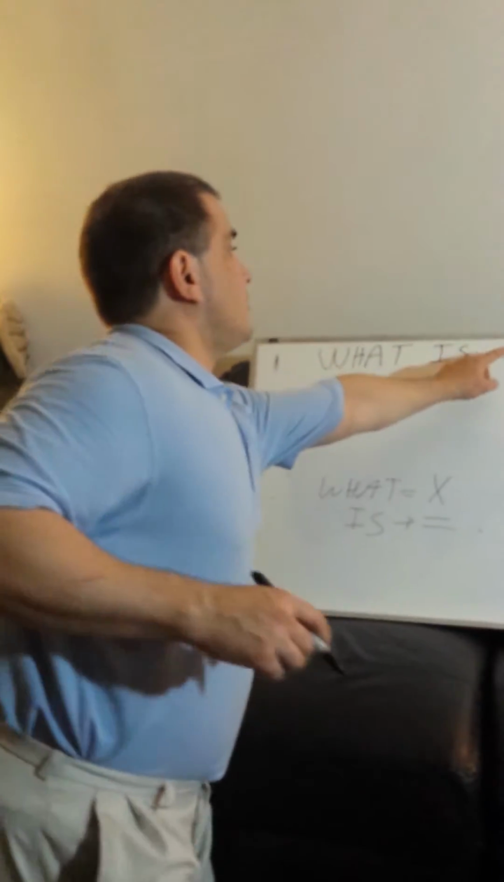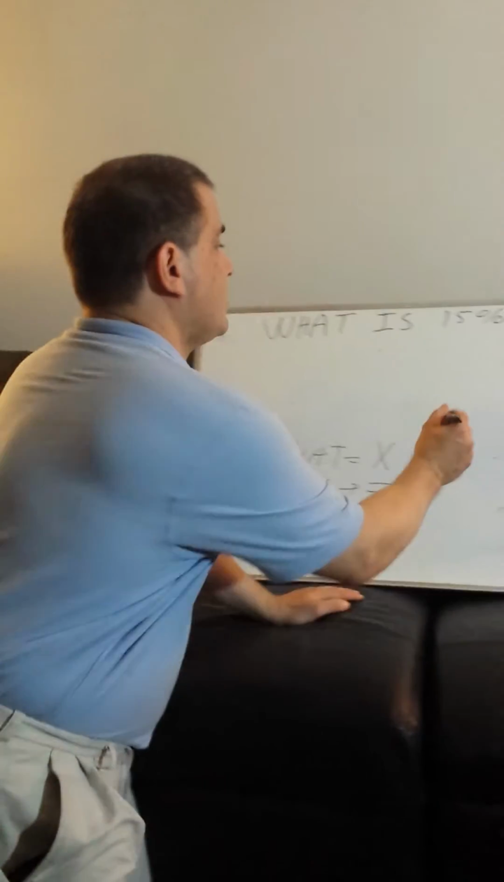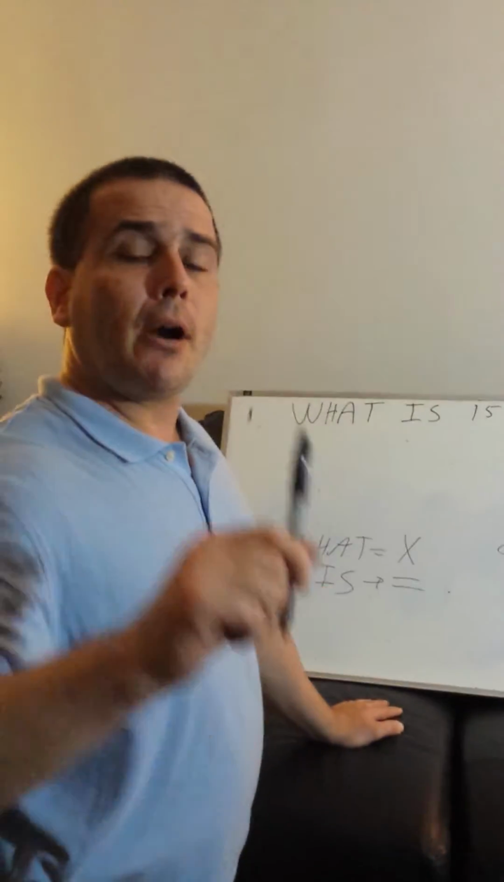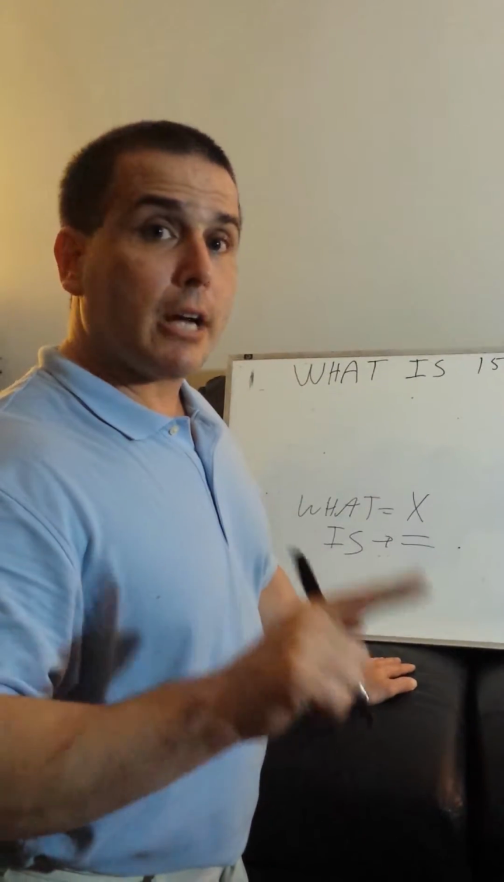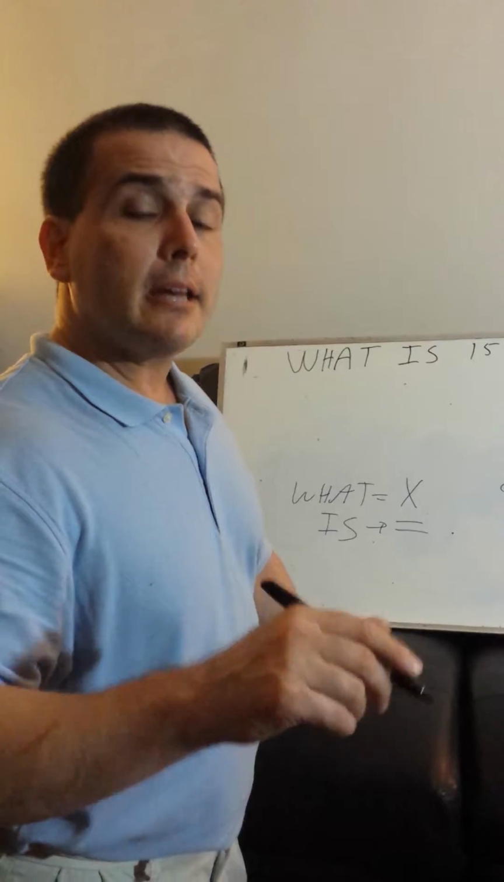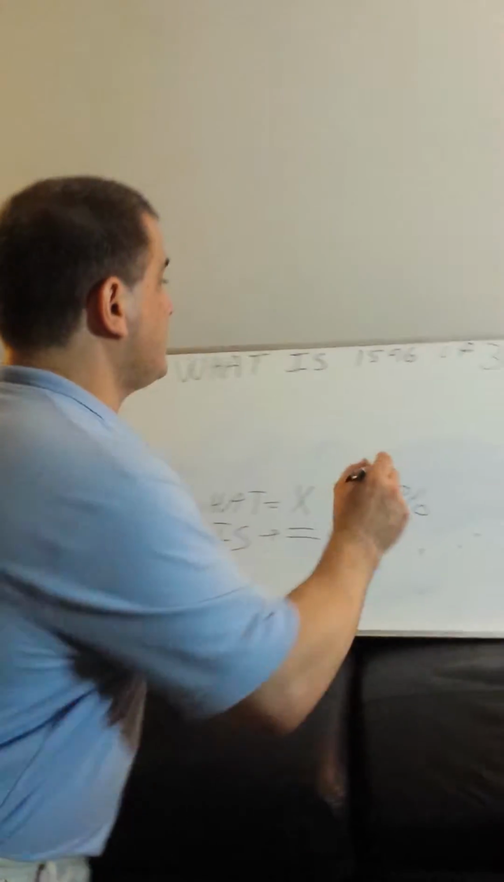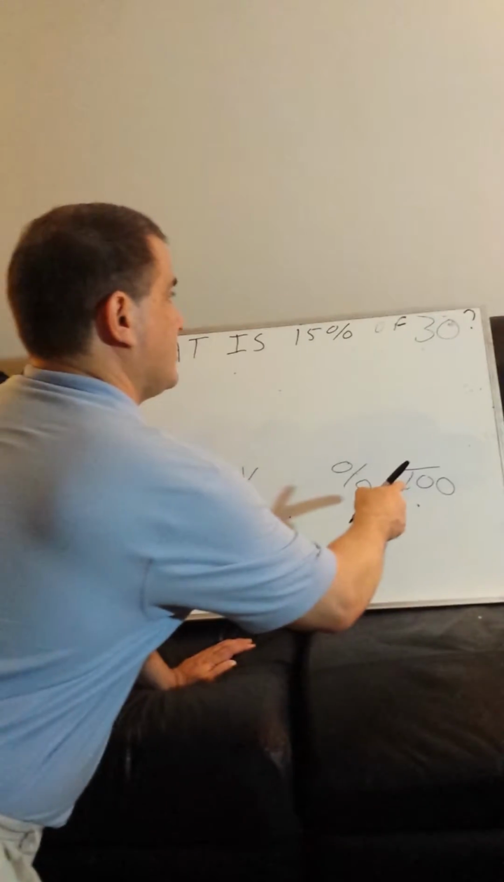Next, you see 15 and then percent. Percent simply means per hundred, as in century and cents. There's 100 cents in a dollar. There's 100 years in a century. So cent is 100, percent means over 100.